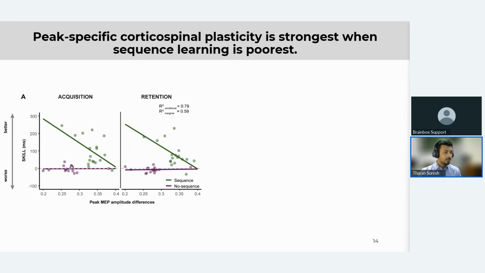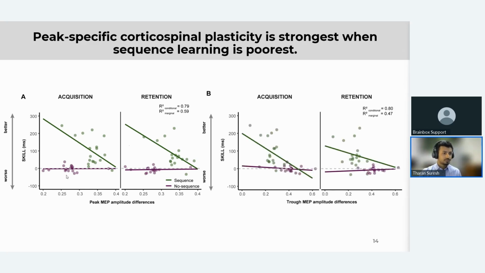plotted in purple. And the metric along the x-axis is the change in peak MEP amplitude differences, that is, from baseline to 30 minutes after learning. And we see a really strong negative relationship, whereas no such relationship for the no sequence group.